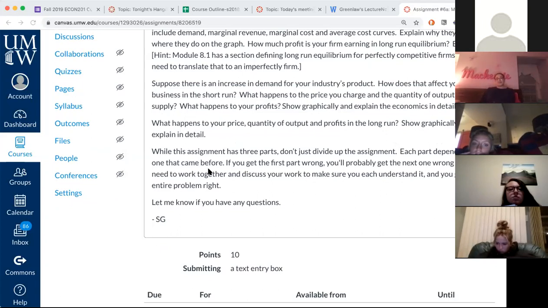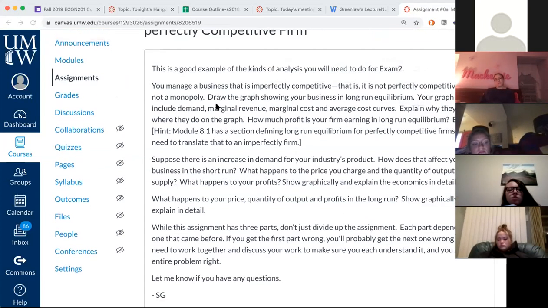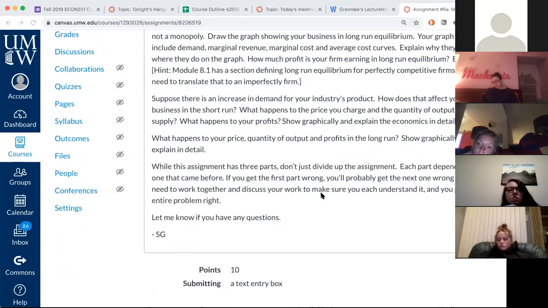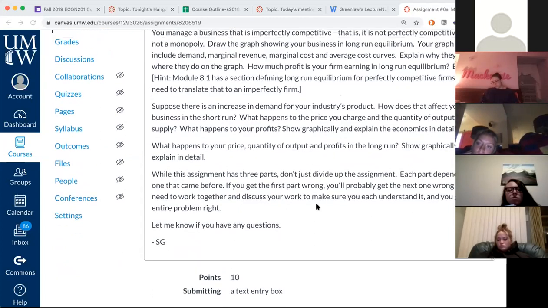All right, and I make what I think is a really serious comment here. Don't just divide up the problem into parts and do one part and then have somebody slap them all together, because every part depends on the part that came before. And in any case, you all need to learn how to do the whole problem. Okay, you can expect to see a problem like this on the exam. So this is really important.